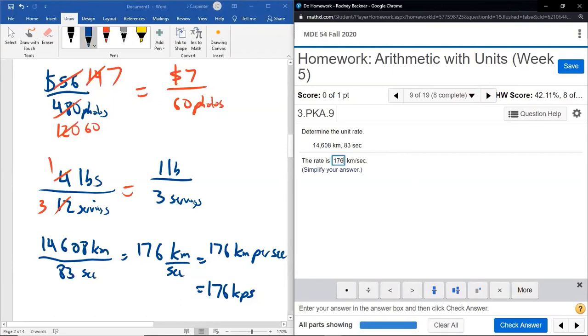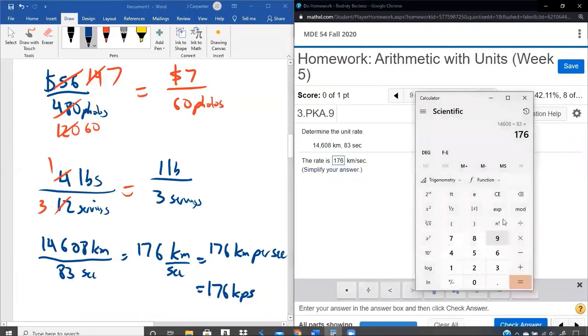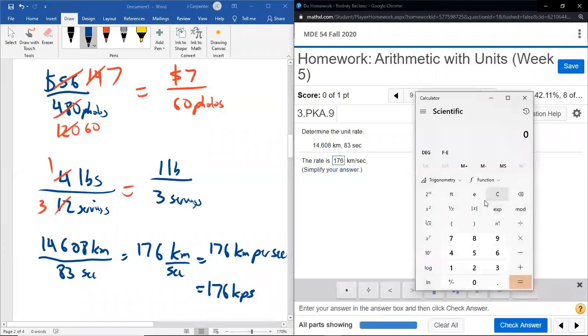So maybe you don't trust this answer. I showed the math once, but you know what they say, measure twice, cut once. So do it again.